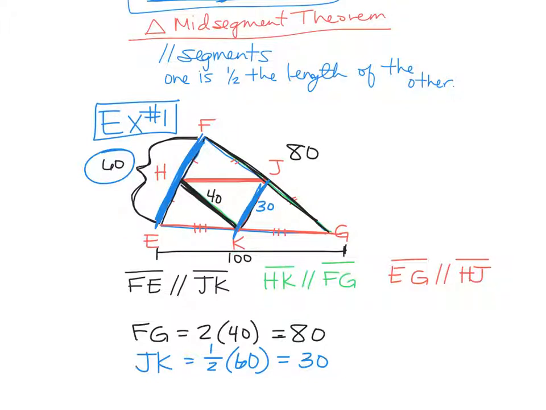Cameron. What would FJ be? FJ would be 40 because these are equal, right? This FJ and JG are the same. So if the whole thing is 80, like this is 40 and 40. Okay, let me finish this problem and then we'll figure it out.